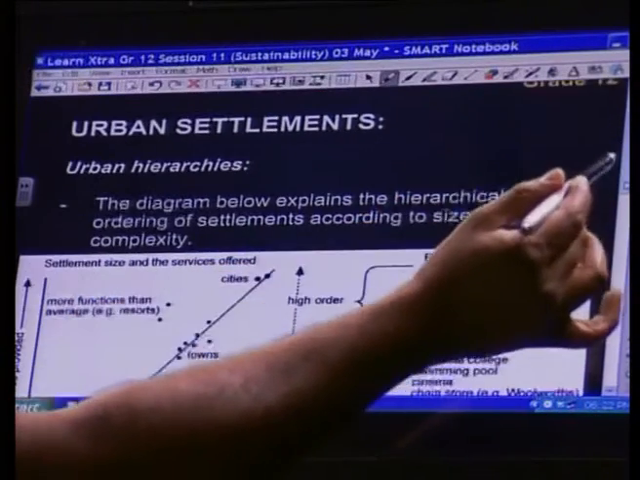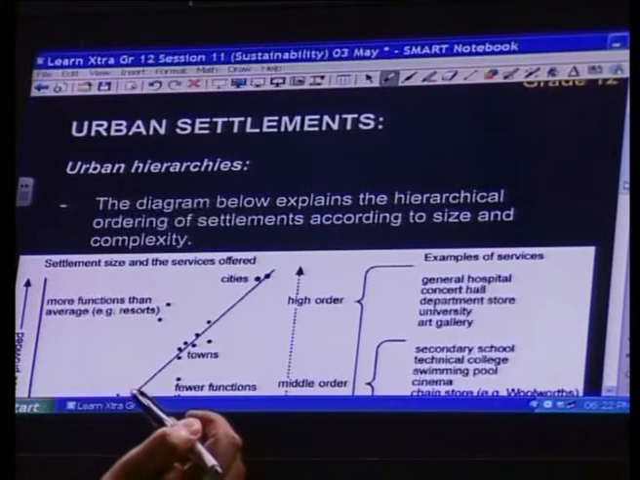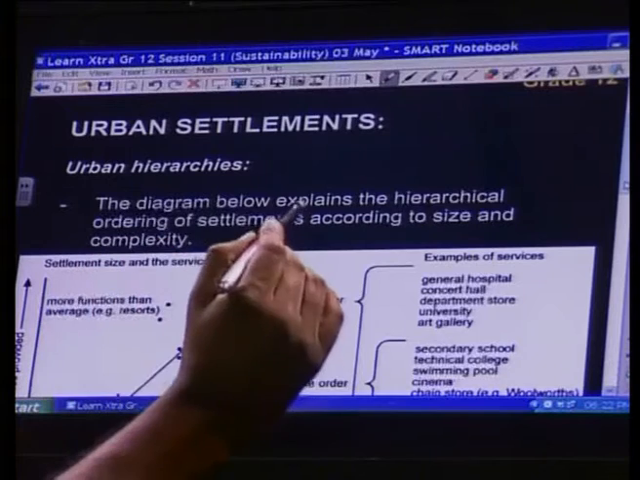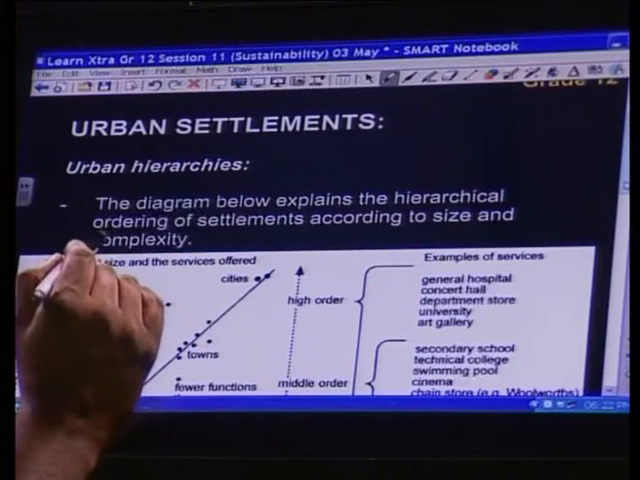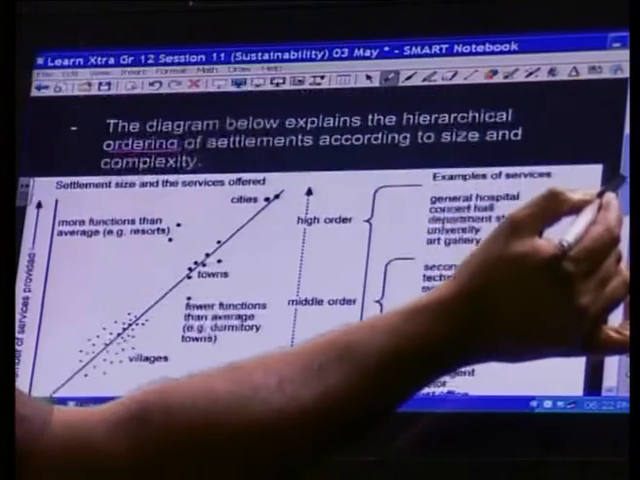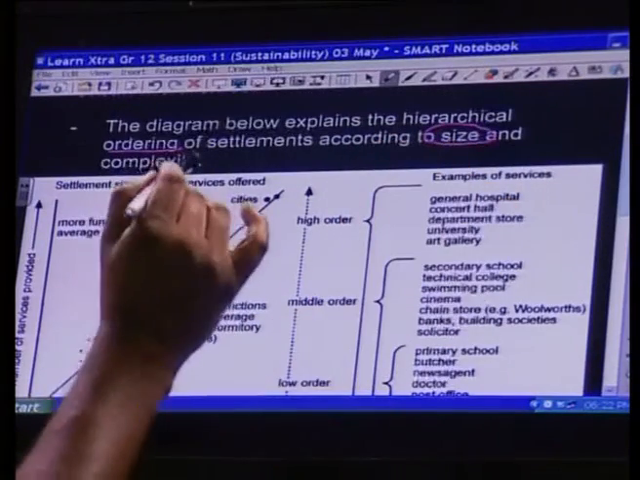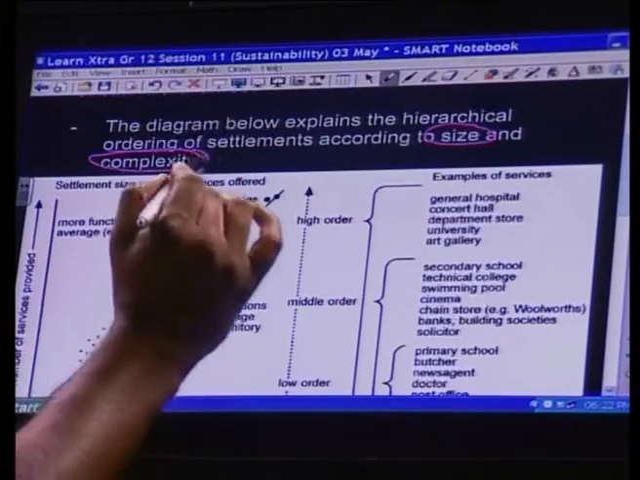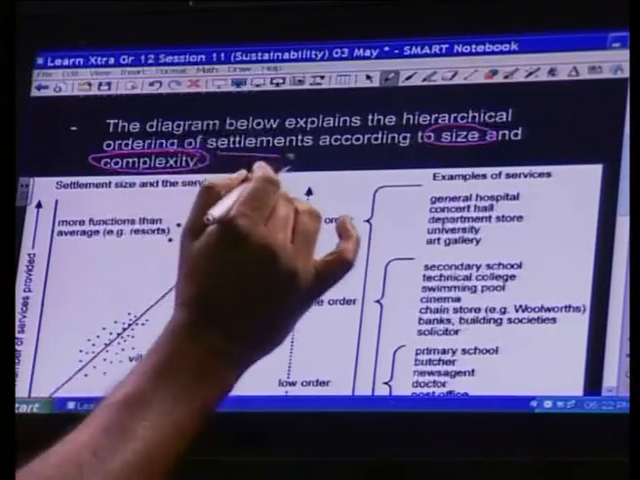We will further go on to understand the urban hierarchy in terms of the diagram below. Just to give you an introduction, the diagram below explains the hierarchical ordering of settlements according to size and complexity. The key concepts we have to remember are size and complexity. If you are asked the question, define the term urban hierarchy, the two key words in your definition must be size and complexity, because these influence the way a settlement is ordered on the urban hierarchy.